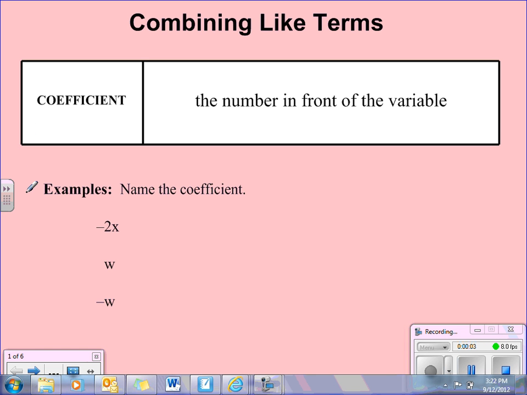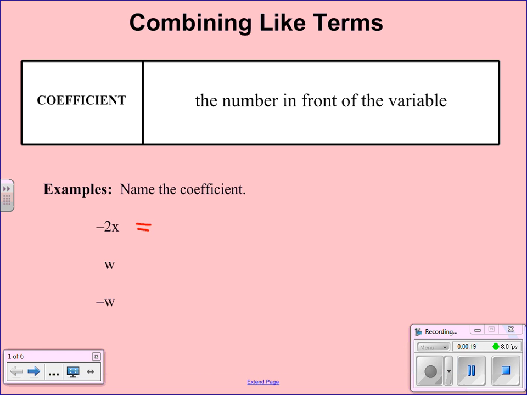This lesson is on combining like terms. Before we can combine like terms, there are a few definitions we have to learn. The first is for coefficient. This is defined as the number that is in front of the variable. If you check out the examples below, negative 2x, x is obviously the variable. Negative 2 is the coefficient.